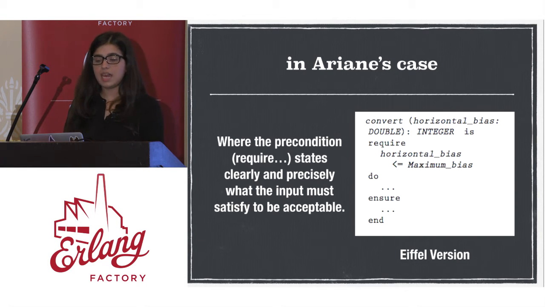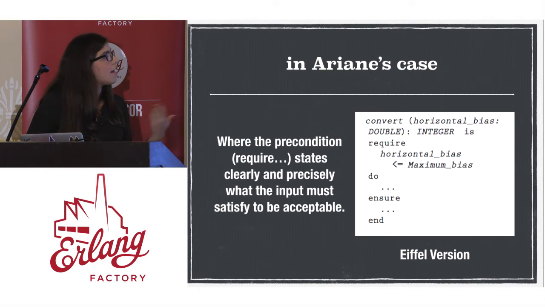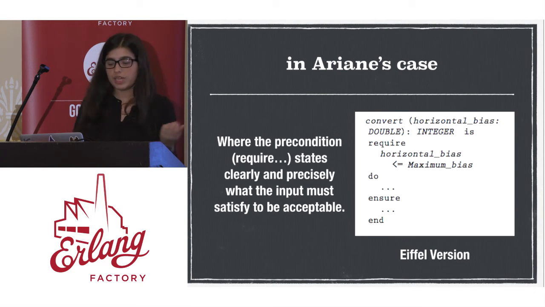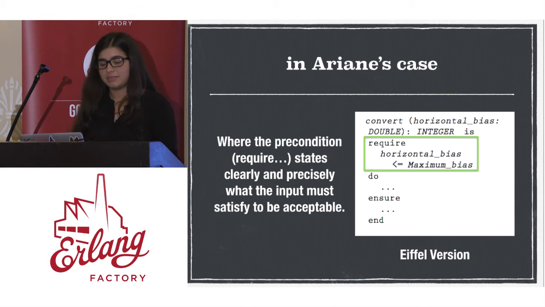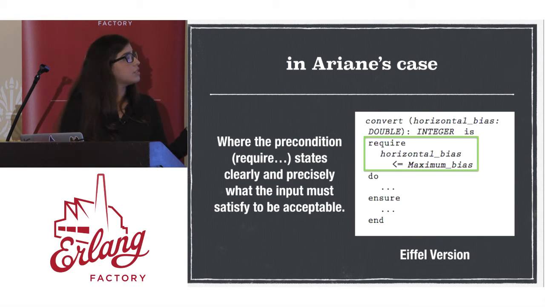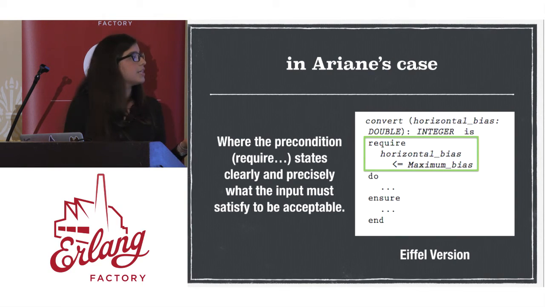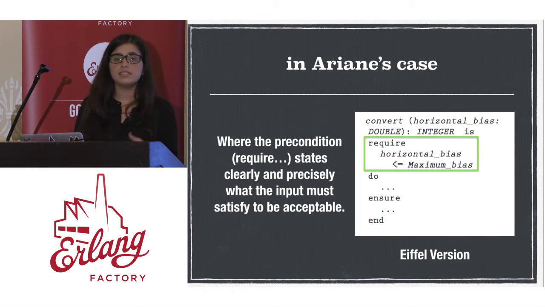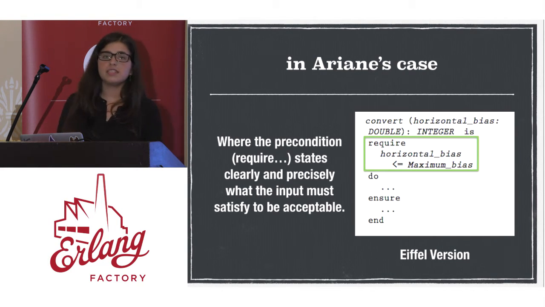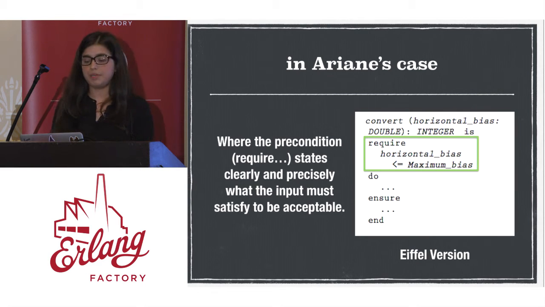So back in Ariane's case, we have also a piece of code in Eiffel version. We can see we have added a require clause before a piece of code, saying that the horizontal bias should not be greater than the maximal bias. So does this mean that the crash would have automatically been avoided by having the mission use a language and method supporting built-in assertions and design by contract? It is a bold thing to say, but maybe.